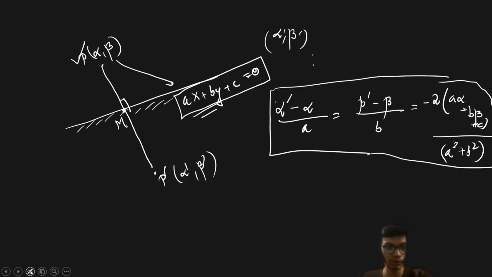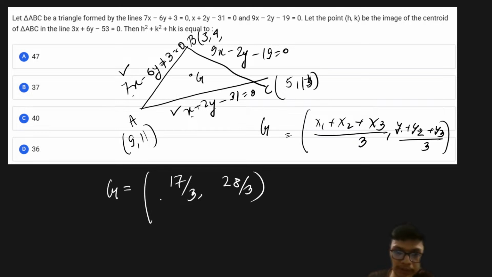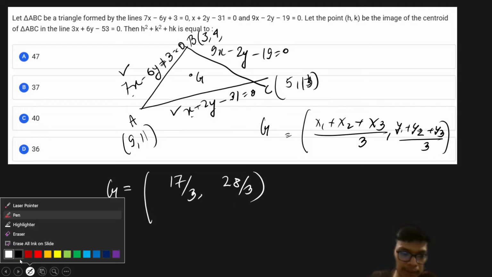So if you look at the problem, we have the centroid as 17 by 3 comma 28 by 3. So that is my point.